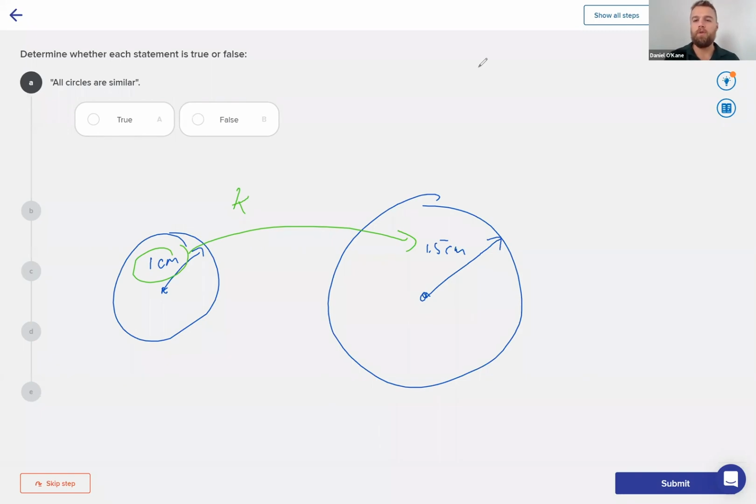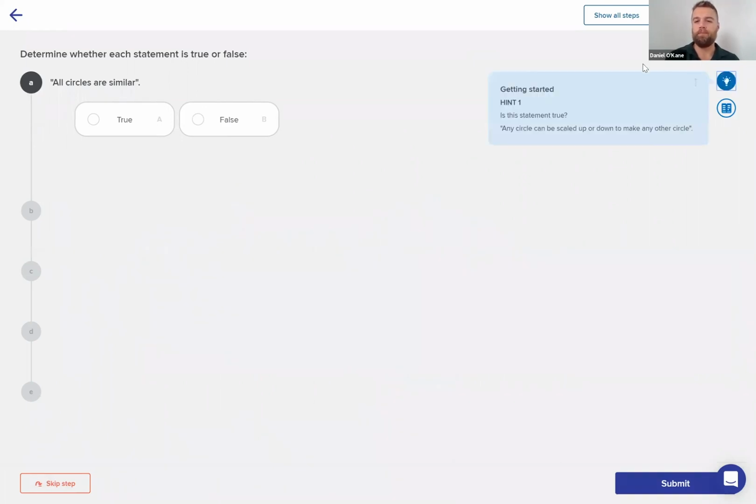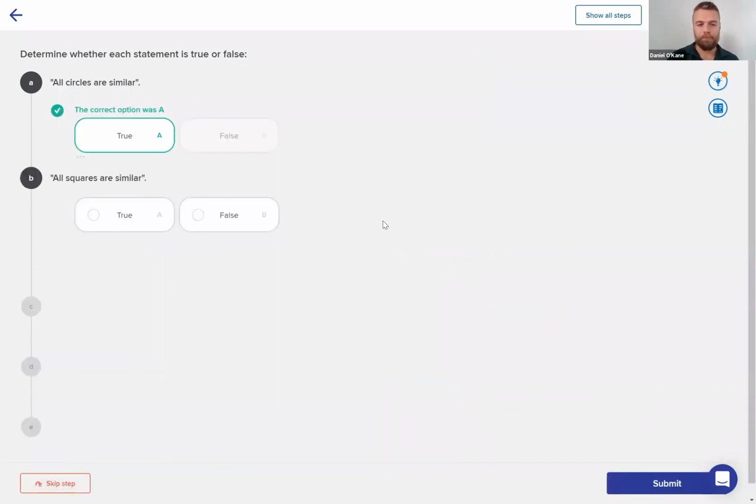I could use a hint if you're a Mathspace user to help you answer this question. And the hint actually says any circle can be scaled up or down to create another circle. And because it's the one dimension, yes, that's true. So I can say option A, all circles are actually similar.